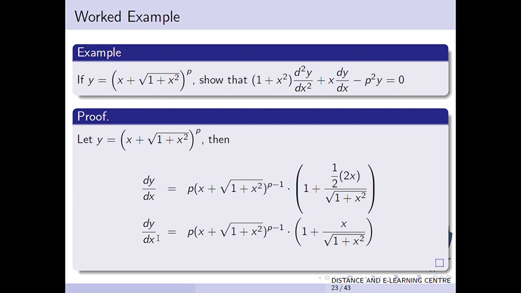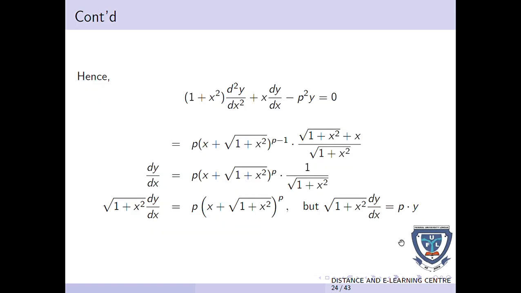Okay, and when you simplify that dy/dx further, you have this. Now you continue and differentiate twice, then you have this. And when you simplify further, then you're going to have this final result here, which is square root of 1 plus x squared dy/dx is equal to p in bracket (x plus square root of 1 plus x squared) raised to power p.